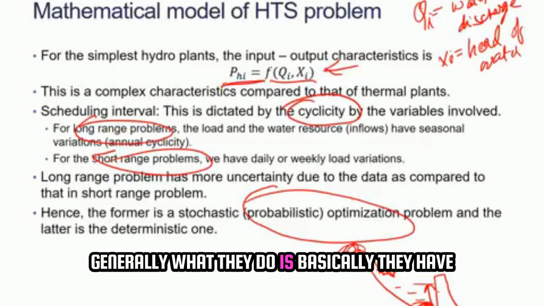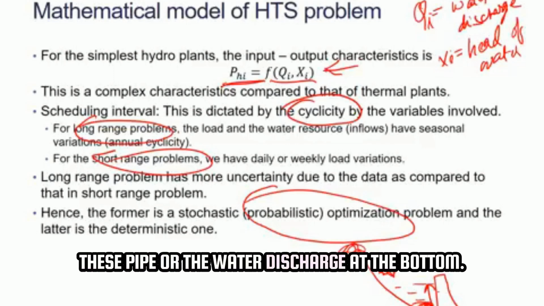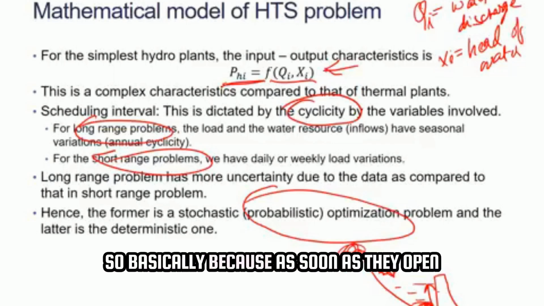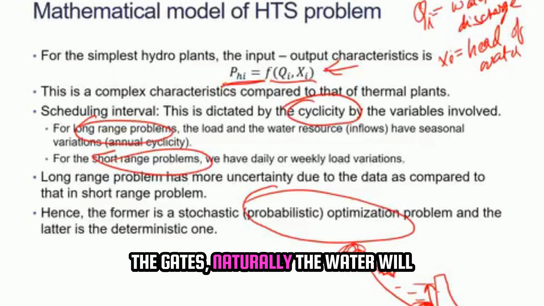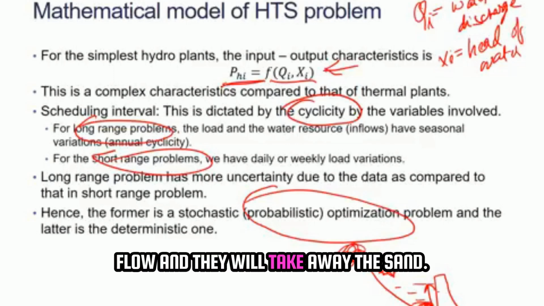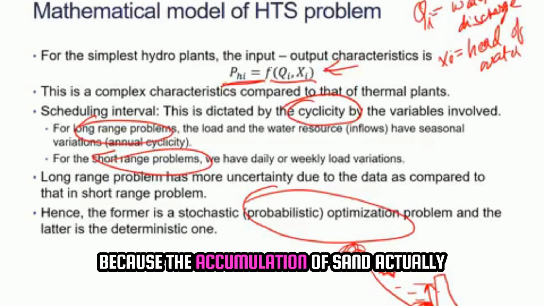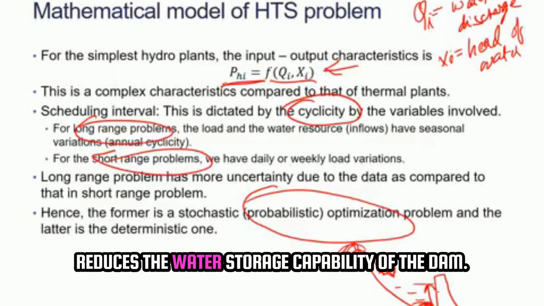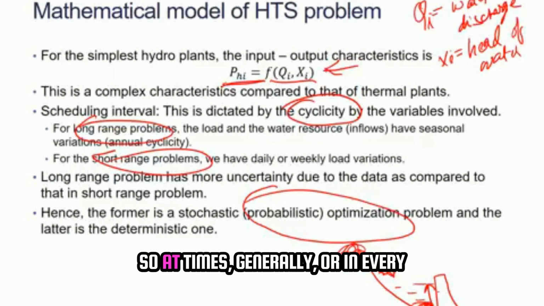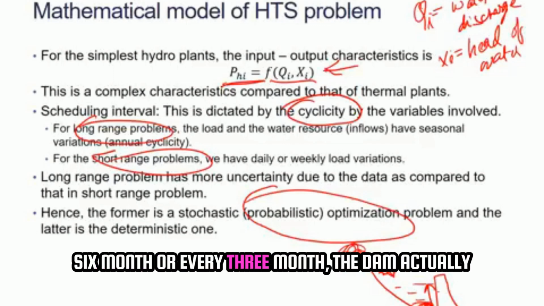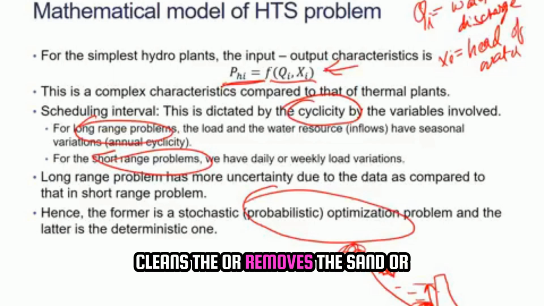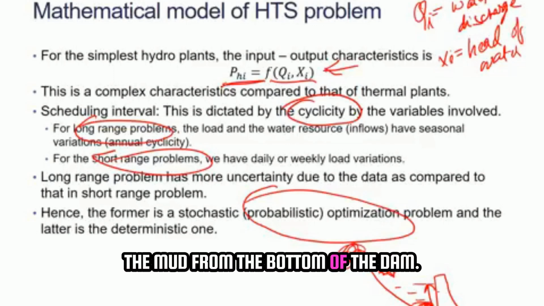Generally what they do is they have a pipe or water discharge at the bottom. As soon as they open the gates, naturally the water will flow, and they will take away the sand. So generally this happens, but even then the accumulation of sand actually reduces the water storage capability of the dam. So every 6 months or every 3 months, the dam actually cleans or removes the sand or the mud from the bottom of the dam.